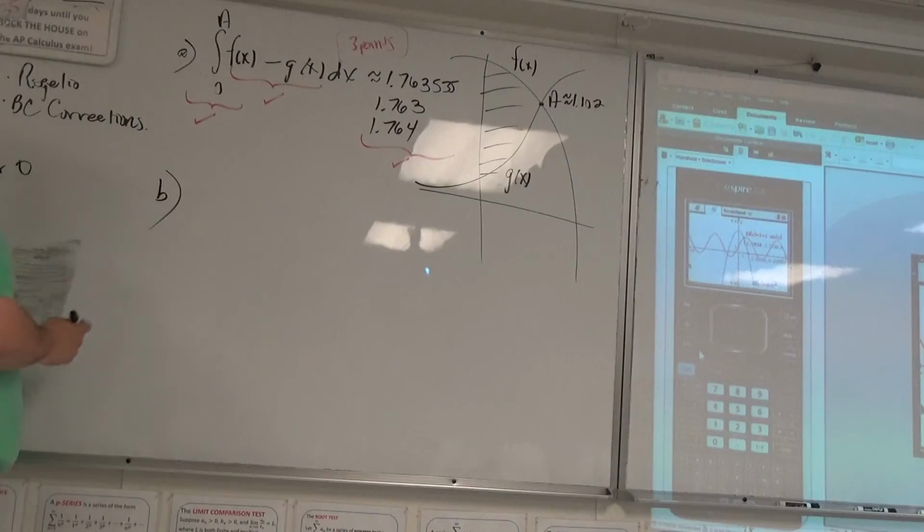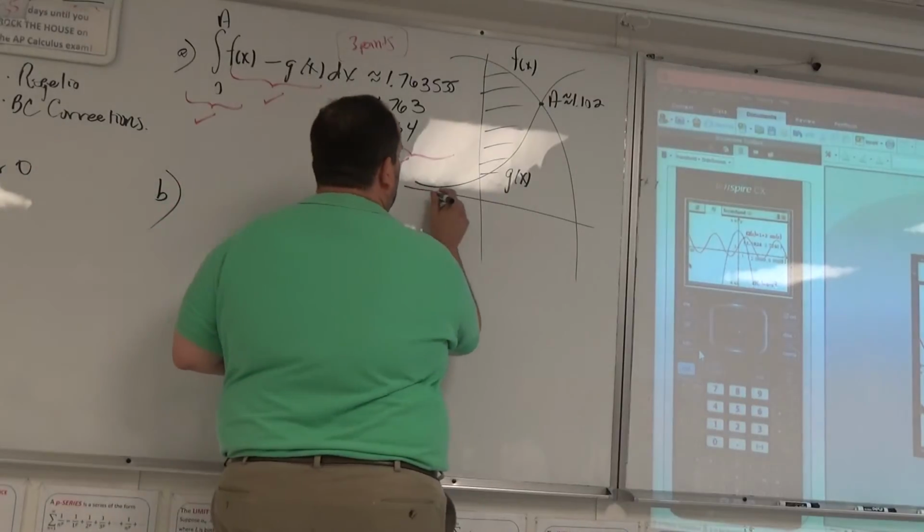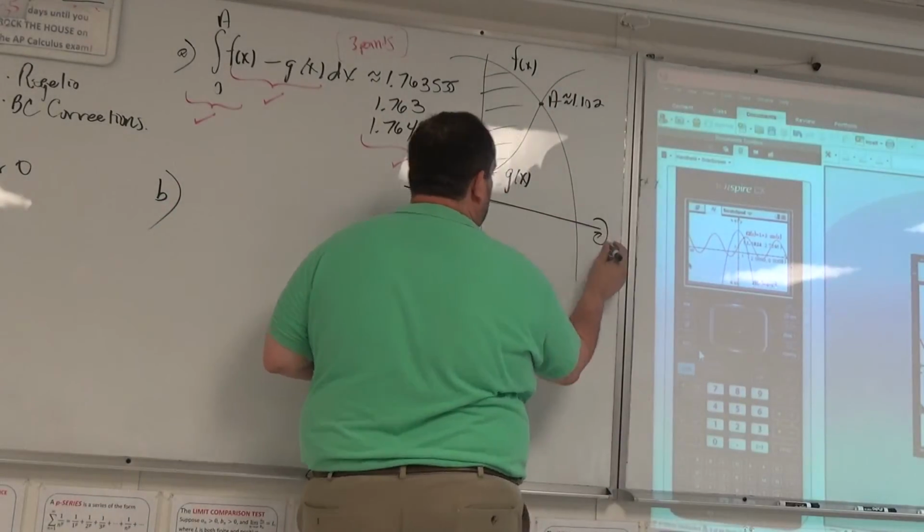B, Juan, tell me, what are your thoughts here with part B? Find the volume when R is revolved around the x-axis. It needs to have pi. Okay.